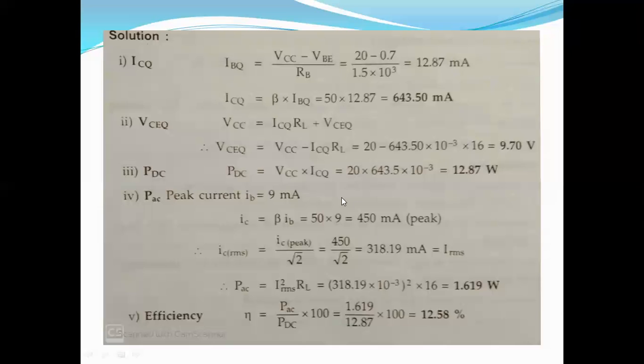If you know the DC power, this is the AC output power, 1.61 watts, and the DC power is 12.87 watts. What is the efficiency? This is the input DC power, this is the AC output power. Efficiency is AC output power by DC input power, that is PAC by PDC into 100. PAC is 1.61 watts by PDC 12.87 watts into 100. That is 12.58%, which is very low. So efficiency is very low for a series fed class A power amplifier.